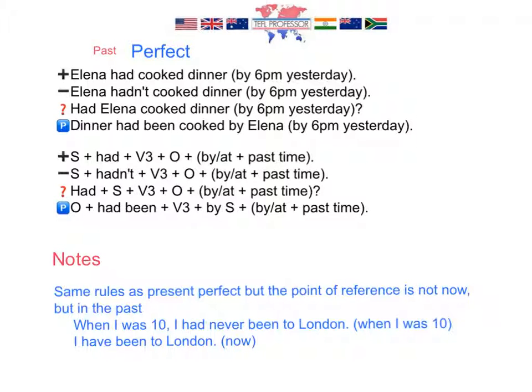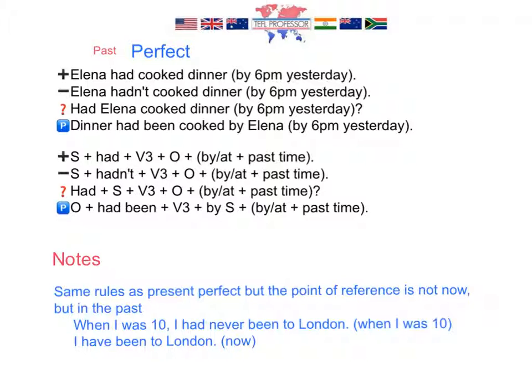The past perfect is basically the same rules as present perfect, but the point of reference is not now, it's in the past. For example, I have been to London. The point of reference is speaking of now. But if we say when I was 10, I had never been to London, the point of reference is not now, it's when I was 10 years old. So the same rules apply, the same situations for when you're going to use past perfect. The only difference is that the point of reference, the recency or whatever, is actually in the past.